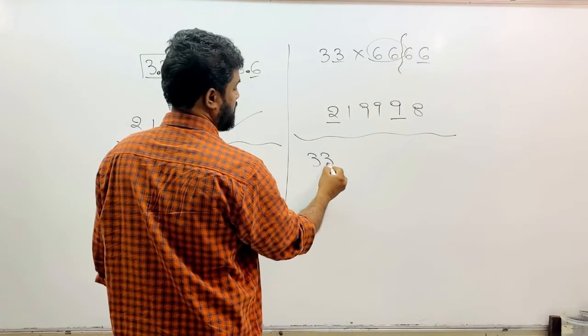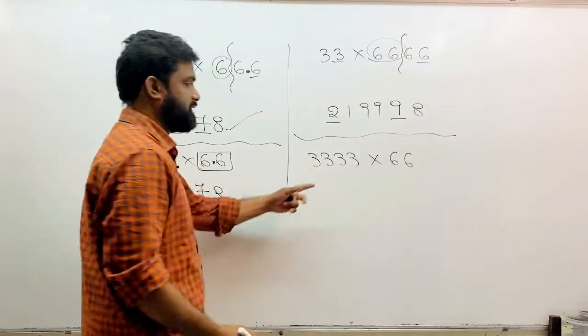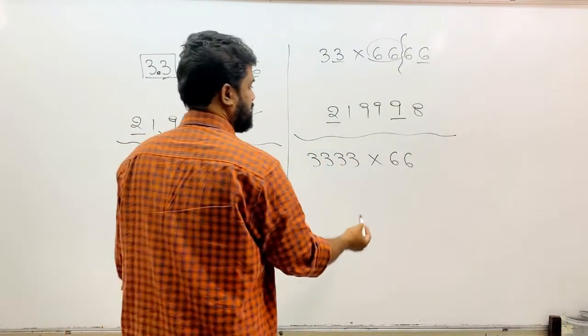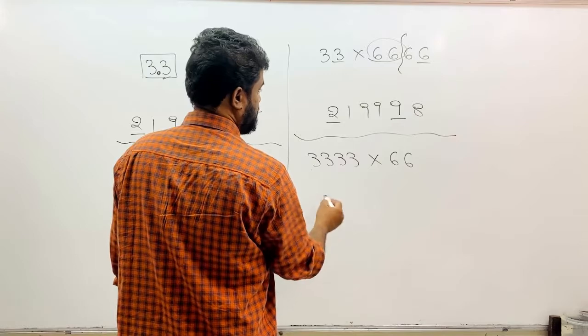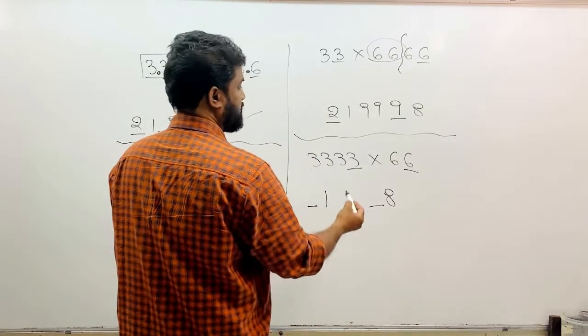Suppose you got 4 3s and 2 6s. Suppose this is the case. 4 3s and then also it will be the same thing. So I'll take first 3 into 6, that is 1 8. So here it goes something like this, 1 8.